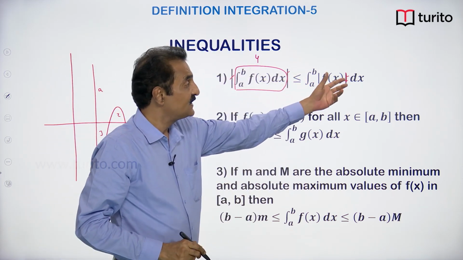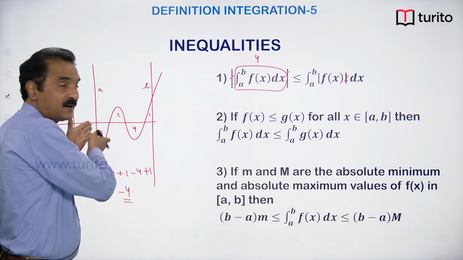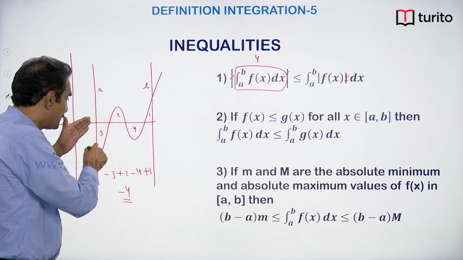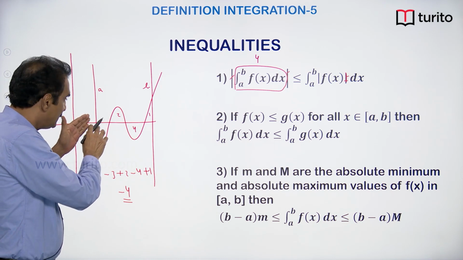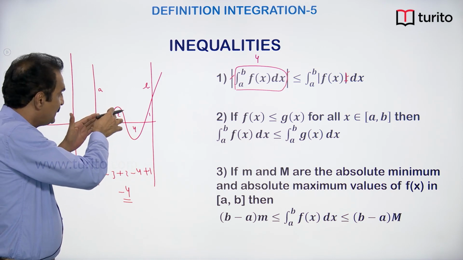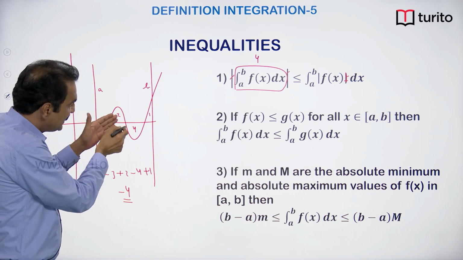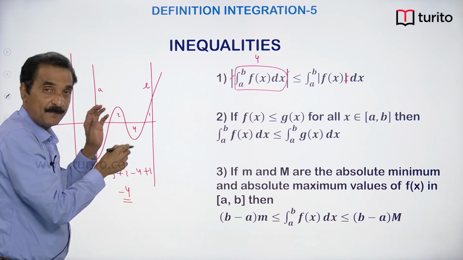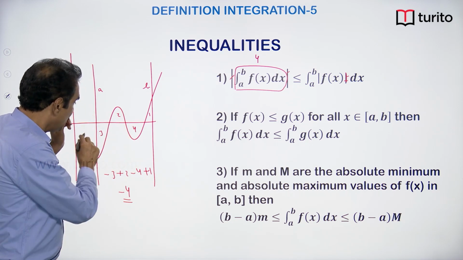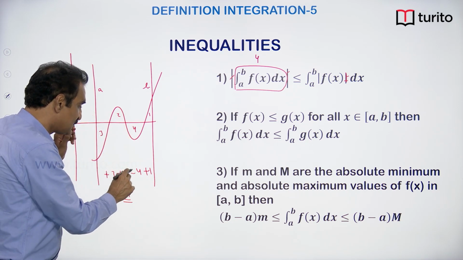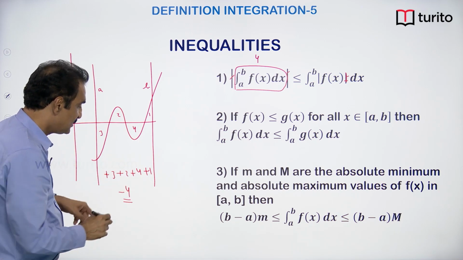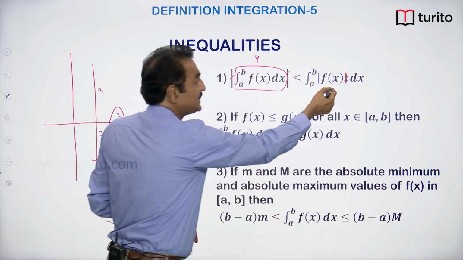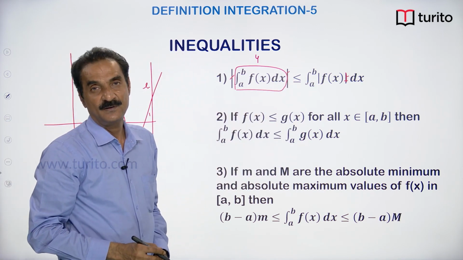But in the RHS, you are taking modulus for f of x, then adding. That means in this interval, if you take mod and add, you will get plus 3 only. This is plus 2 only. Next, by taking mod, all these negative values become positive. This definite integral will be plus 4. Then plus 3 plus 2 plus 4 plus 1, what happens? You will get 10. So, RHS is greater than LHS.